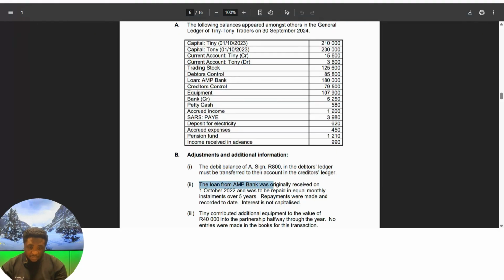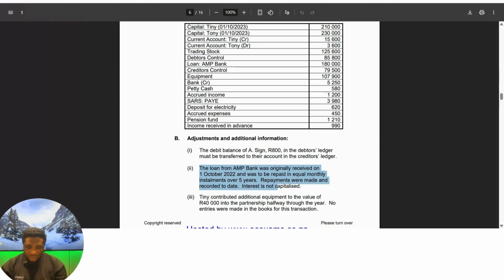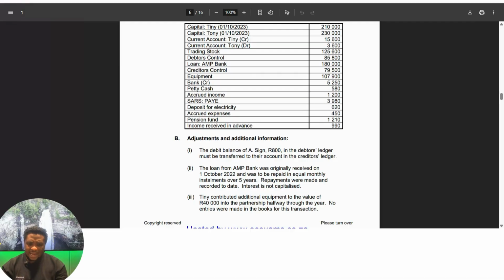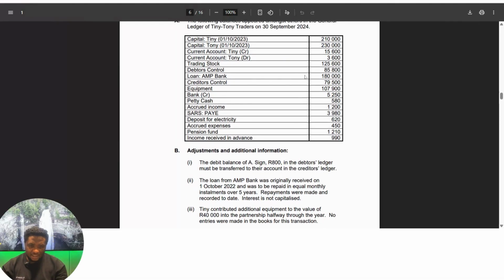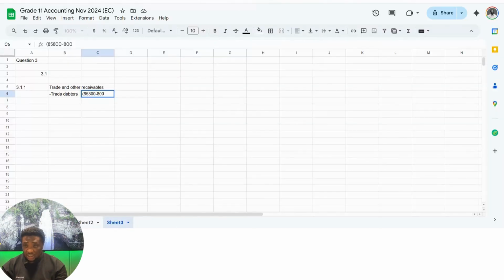The loan from AMP Bank was originally received and was repaid, and so on. The contributed additional equipment of value, whatever. No. So that's pretty much all that I'm seeing that affects the trade debtors. So from that perspective, we're going to have our trade debtors sitting at 85,000.